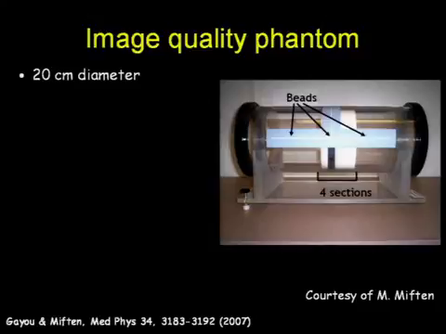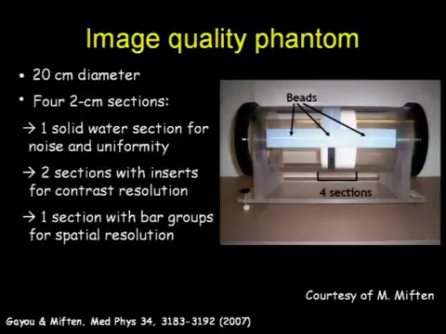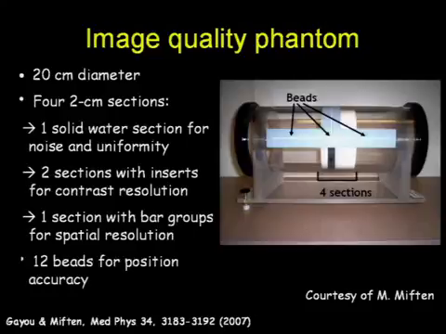For MVCT, phantoms have been designed, again, to account for the high energy beam that is used for imaging. This is a phantom that has been designed by Mohamed Meftah and his group. It's a 20 centimeter diameter cylinder with inserts that have one solid water section for noise and uniformity assessment, and 2 sections with inserts for contrast resolution and bar patterns as well. There are also beads for positional accuracy.